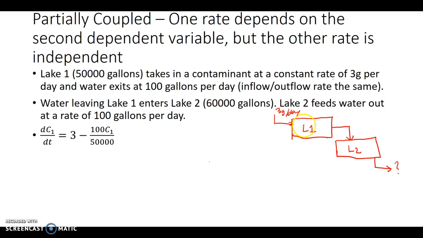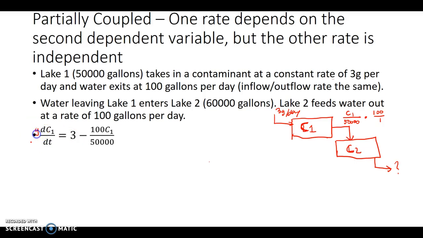C1 is the amount of chemical in there, so maybe I'll change this to C1 and C2. And the chemical coming outside is going to be C1 grams per the 50,000 gallons of water multiplied by, so that's grams per gallon times gallons per day, which is 100 gallons per 1 day. And so there's our outflow rate, there's our inflow rate, that's already in grams per day. And so we see that what's coming in here is 3 grams per day.